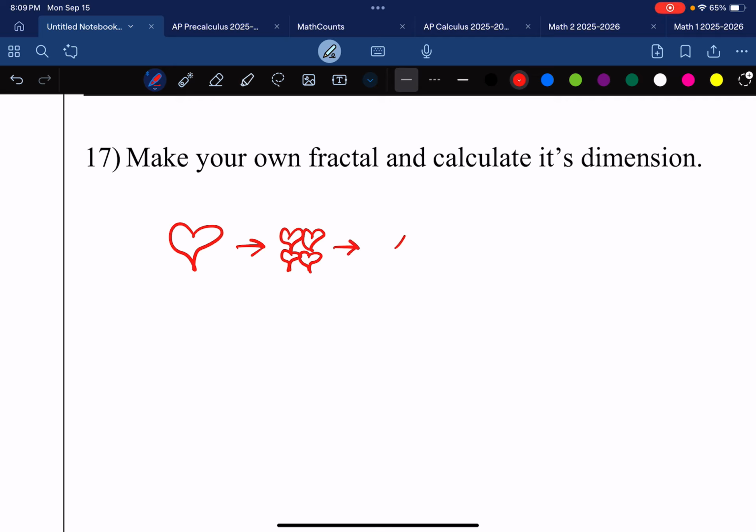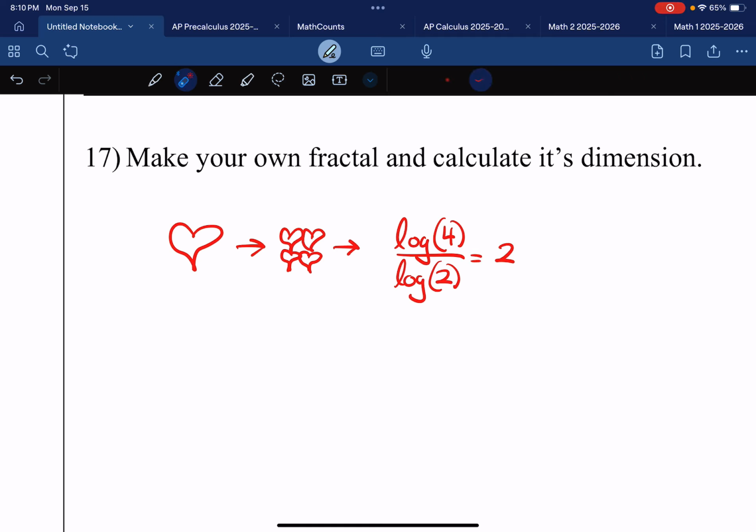Well, you can say that one's going to be log of 4, okay, well now there's 4 hearts instead of 1, and each of those hearts is 1/2 the size. It's 1/2 in that dimension, 1/2 in that dimension, so it's going to be log of 2. And oh, look at that, we have a space filling curve because it's a dimension of 2. If I go to infinity, I'll just completely have a plane of pure hearts. I don't know if that fits the exact definition of a fractal, but it's pretty darn close.